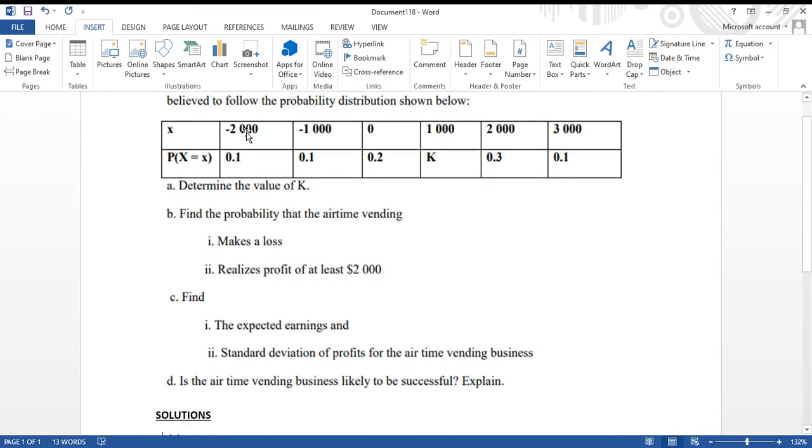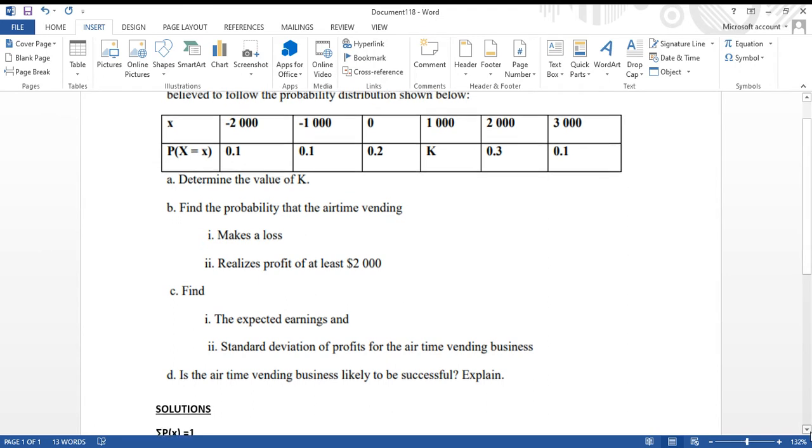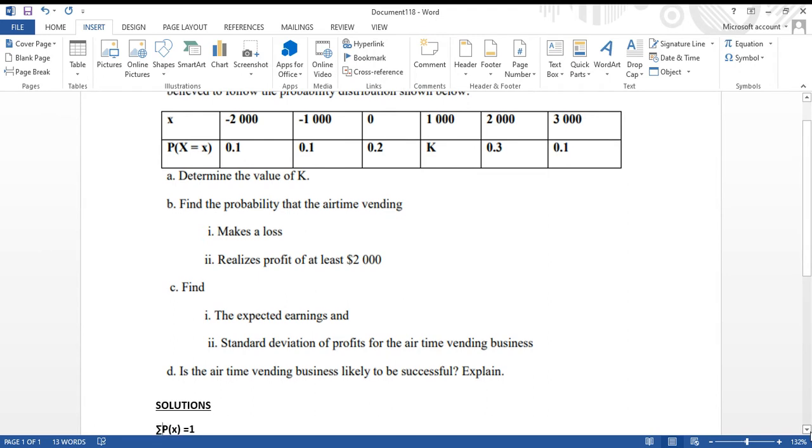All right, we can see here the probability of making a loss of 2000 is 0.1. The probability of making a loss of 1000 is 0.1. So the total probability of making a loss is 0.1 plus 0.1, which gives us 0.2, which you can convert to percentage and say there's a 20% chance that you make a loss.